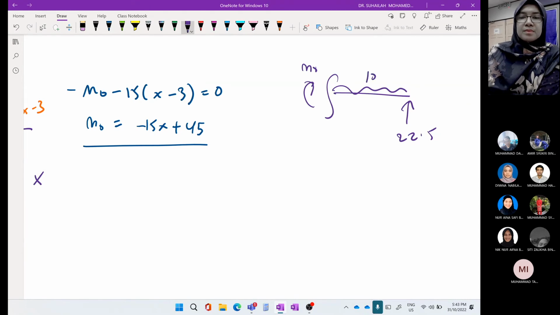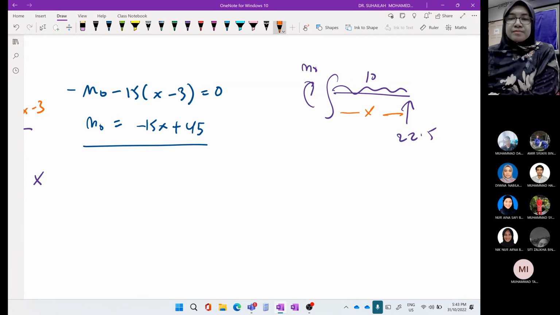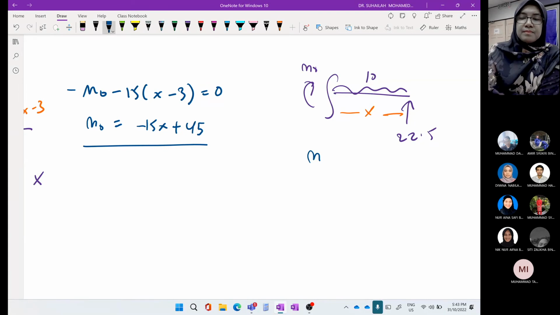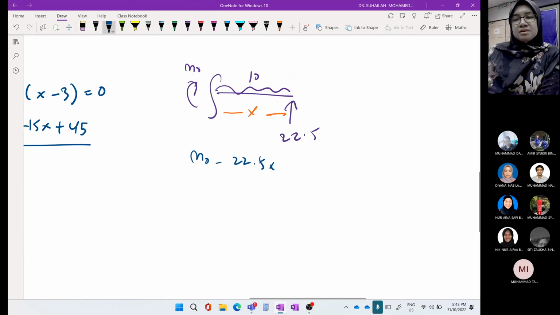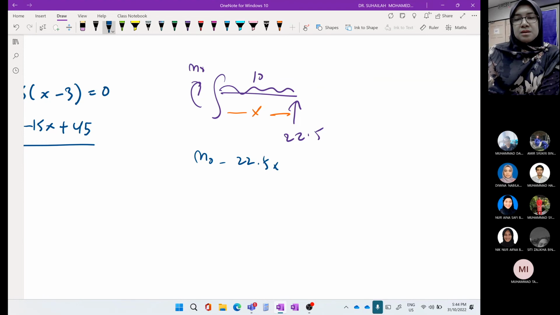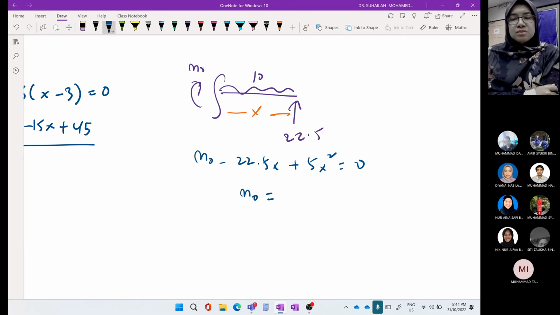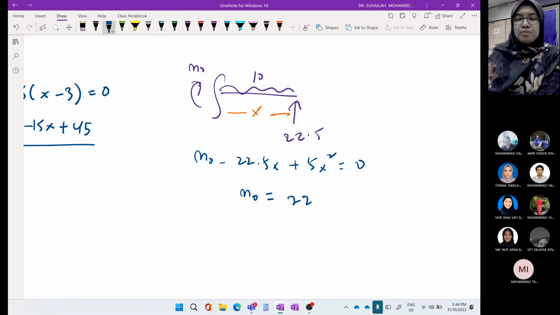10. So X. This is X. So M naught. M naught minus 22.5X lagi plus 5X square equal 0. So M naught equal to 22.5x minus 5x square.